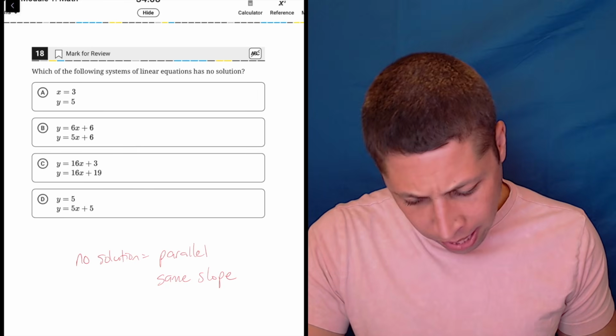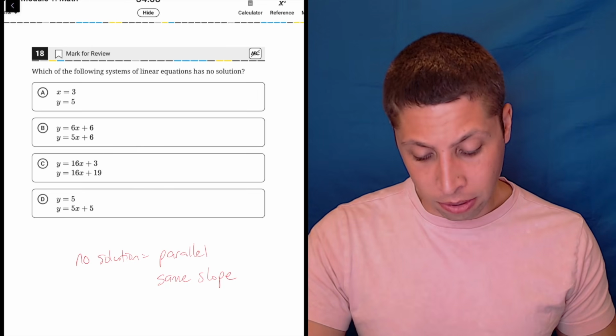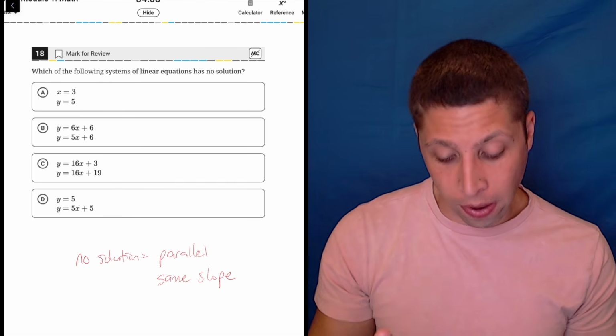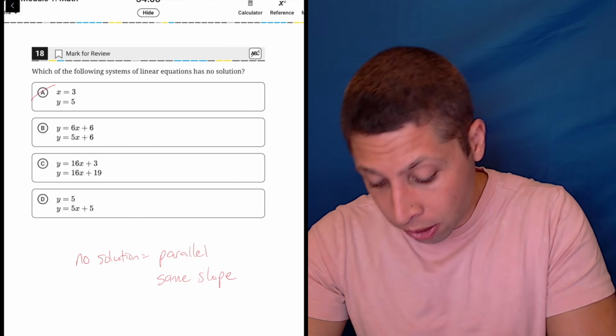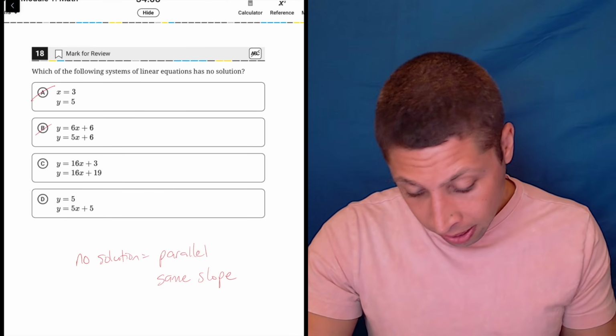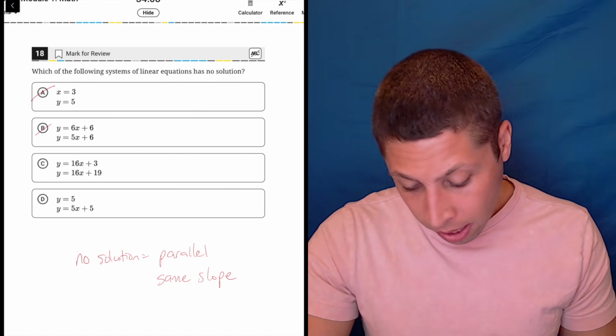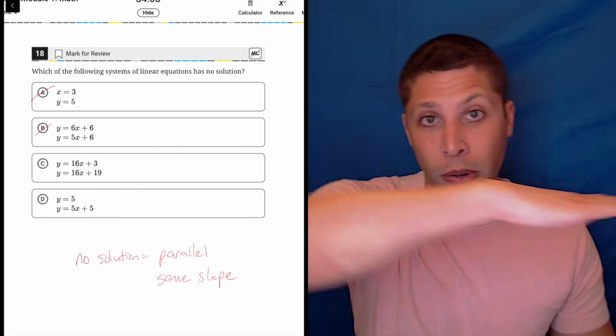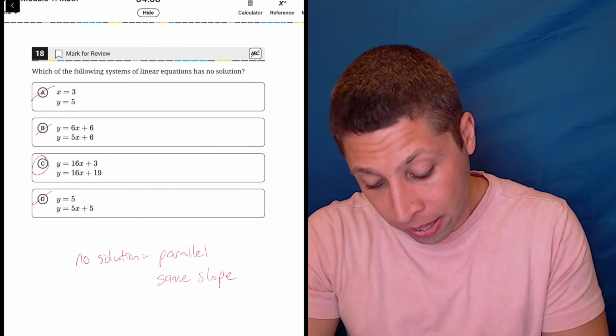So A is weird. That's a vertical line for x equals 3 and a horizontal line for y equals 5. Now you could graph these if you wanted to, but that's time consuming. B, these have different slopes, 6 and 5. C, they have the same slope. D, y equals 5 does not have any slope. That's a slope of 0, so that's a horizontal line again, so that doesn't make sense, so C is the answer.